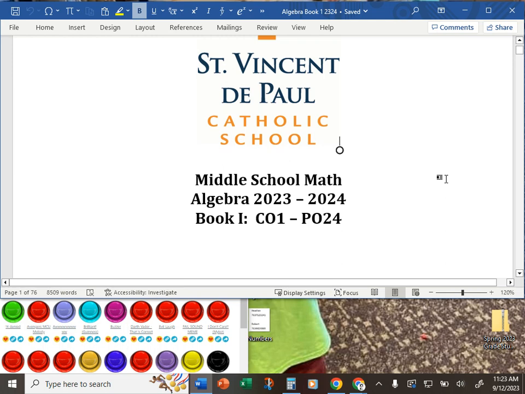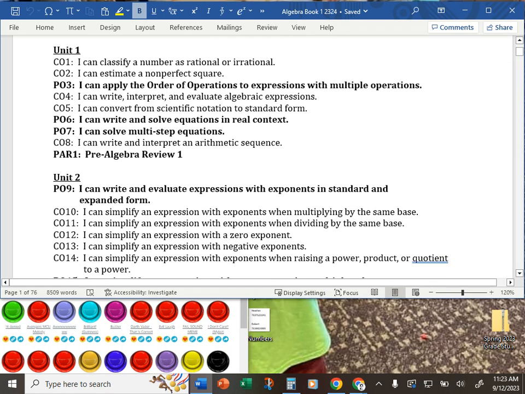We are kicking off the school year with CO1. As was explained yesterday, Unit 1 is going to be a lot of foundational, nuts and bolts, basic stuff of what math has to offer. Some new stuff, though, too. Scientific notation, CO5, or arithmetic sequence, and CO8, just to name a couple.